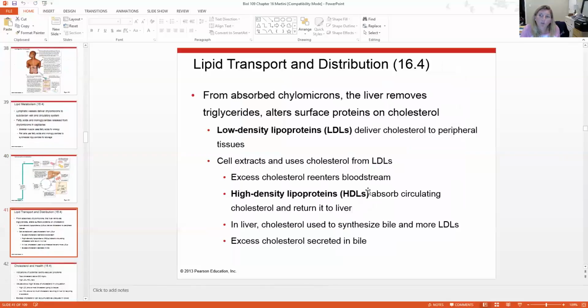So here it is in words, if you didn't like my little drawing and my explanation. From the absorbed chylomicrons, the liver removes the triglycerides, LDLs deliver cholesterol to the peripheral tissues, the cell extracts the cholesterol from the LDLs, putting it back into the blood. HDLs absorb the circulating cholesterol, returning it to the liver. In the liver, the cholesterol is then used to synthesize bile and more LDLs, and excess cholesterol is secreted in the bile.